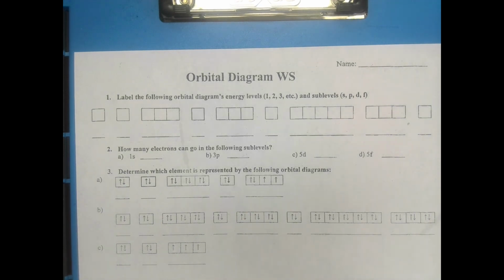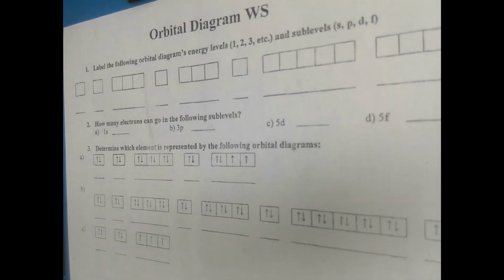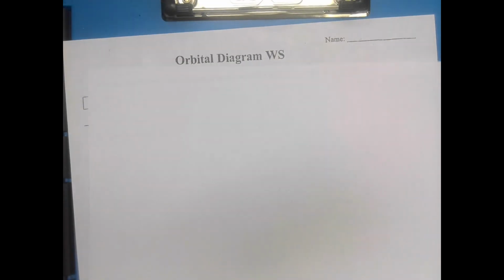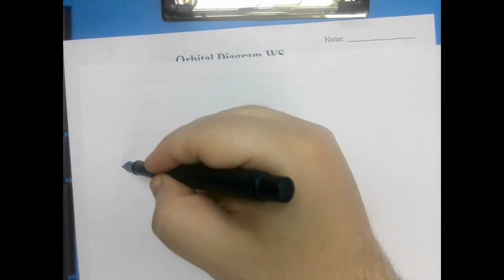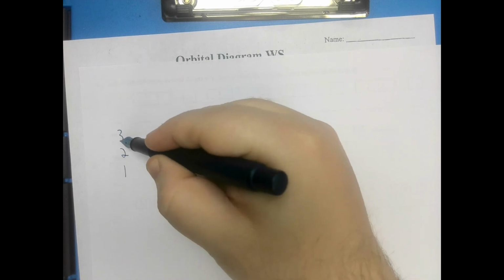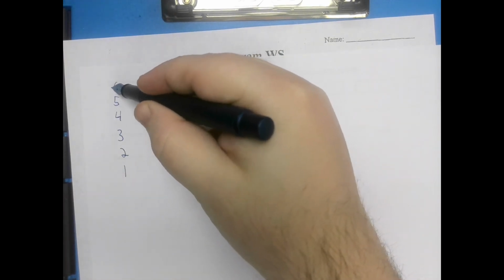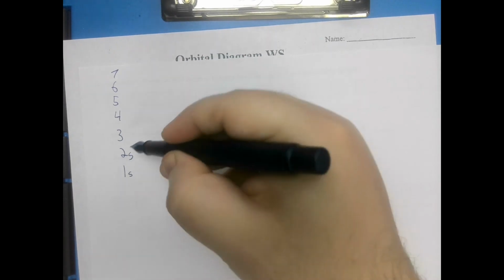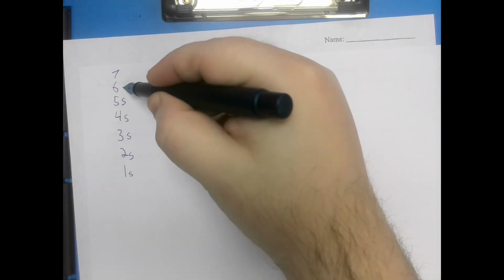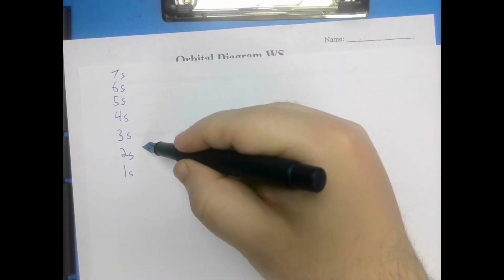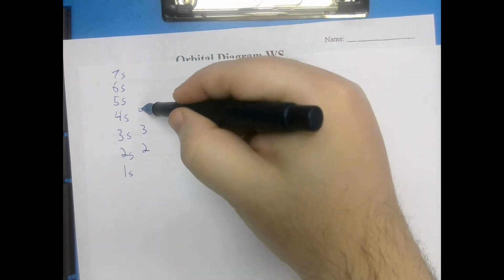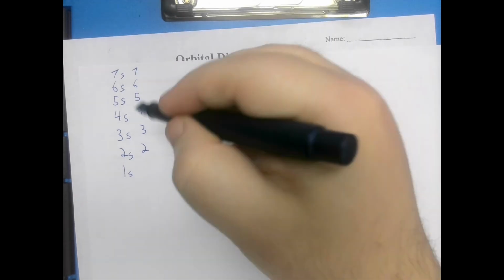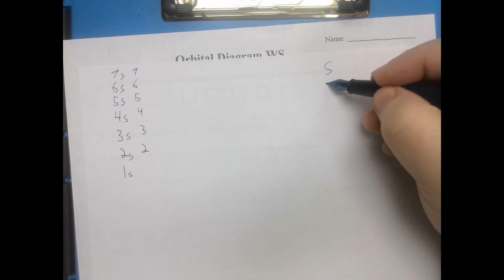So what is the correct order for the orbitals? You can memorize how to generate it. So 1, 2, 3, 4, 5, 6, 7. And these are all S's. S comes first. And then we have 2, 3, 4, 5, 6, 7. So it goes S, then P, then D, then F.